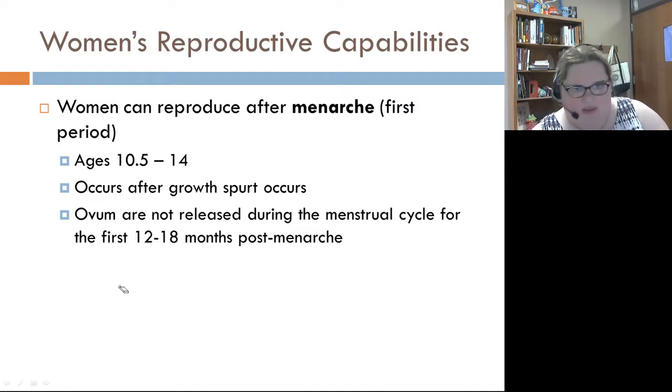Now, that's not saying that teenagers should have unprotected sex for a year after menarche. Don't do it, because you never know. The body does what it does, right? Just on average, about 12 to 18 months. Yuck. Okay.